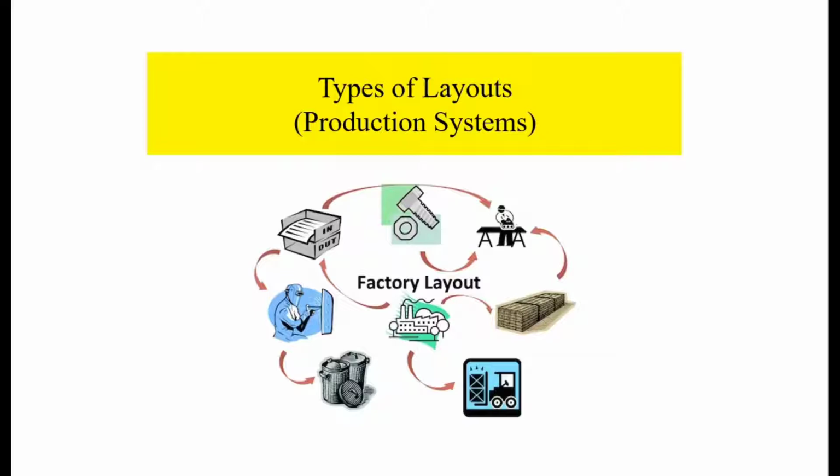So basically, what is a layout? A layout is the arrangement of workstations, machines, and equipment in the factory. Basically, the physical arrangement of the workstations, machines, and equipment in the factory to perform a variety of processing or assembly operations on the parts or products. This physical arrangement is known as the layout.